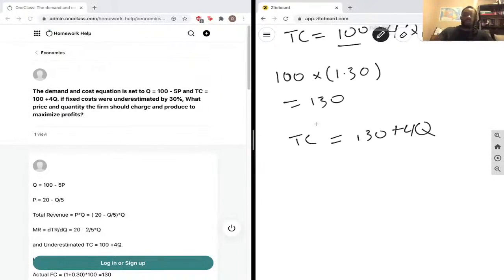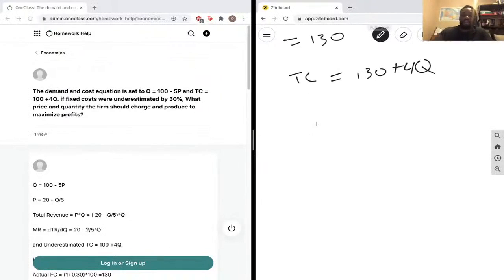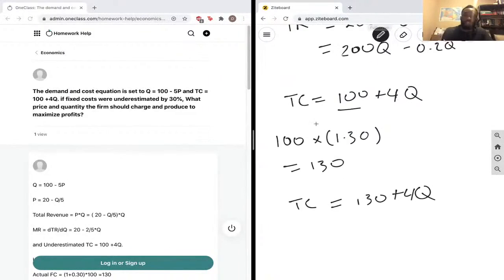Now we get to equating marginal revenue and marginal cost together. So I'm just going to bring down the total revenue function here again.